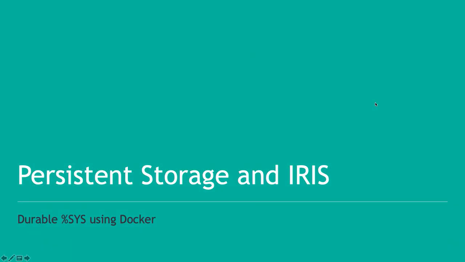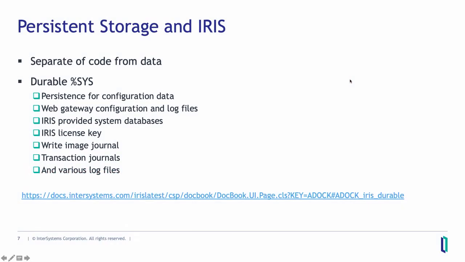So, history lesson aside and general groundwork, how is persistent storage in a container in IRIS considered? So at the root of it, separation of code and data is one of the primary advantages of containerization. A running container represents pure code that can work with any appropriate data source.